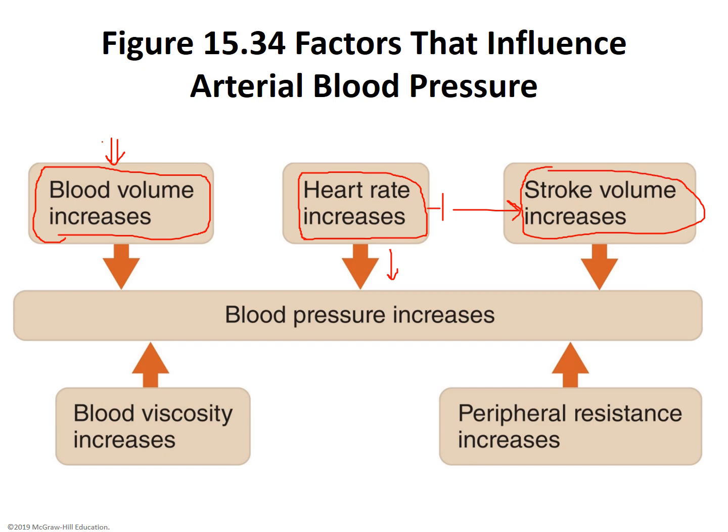Stroke volume is the amount of blood that's ejected every time the ventricle contracts. So if I increase the amount of blood that the ventricle is putting out, I'm going to increase the amount of blood inside the circulatory system. So that's going to, in the systemic arterial portion of it, increase blood pressure.